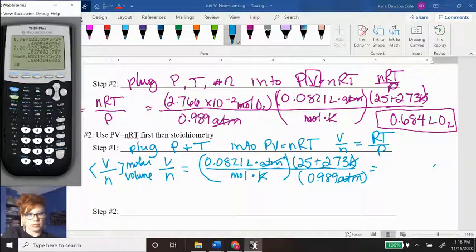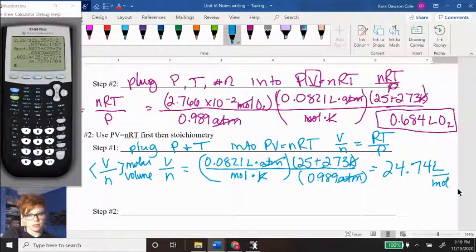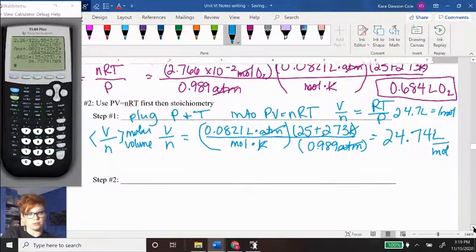So then plugging in 0.0821 times 25 plus 273 divided by 0.989. That gives me 24.74 liters per mole. So what that means is I've got 24.7 liters is equal to 1 mole for that pressure and temperature measurement.